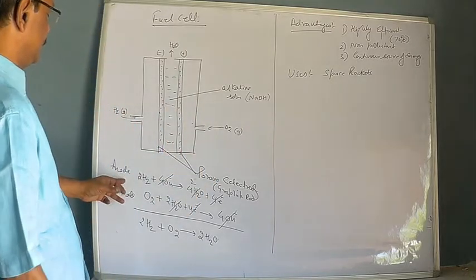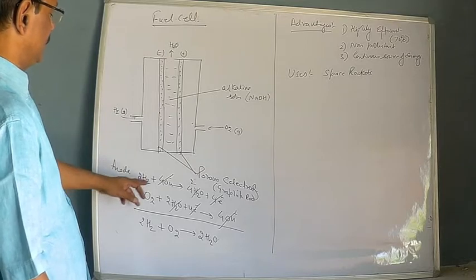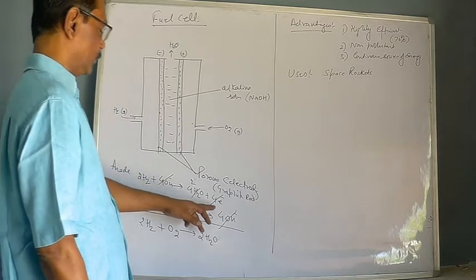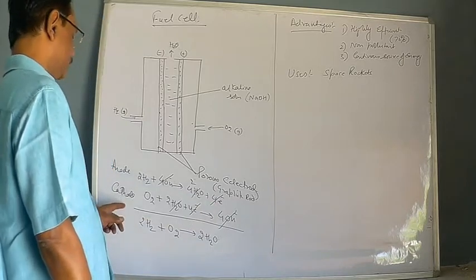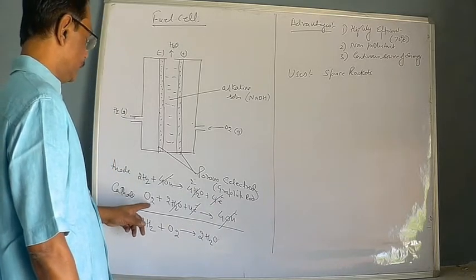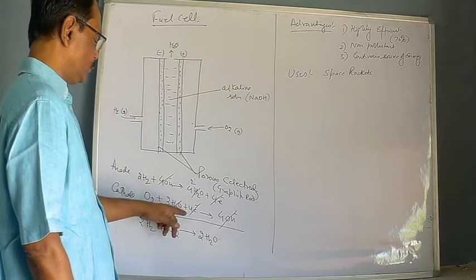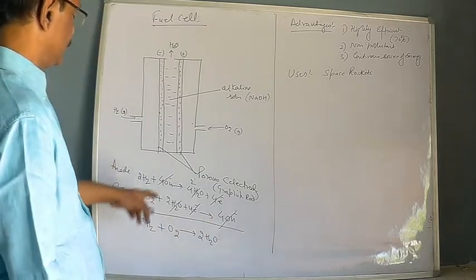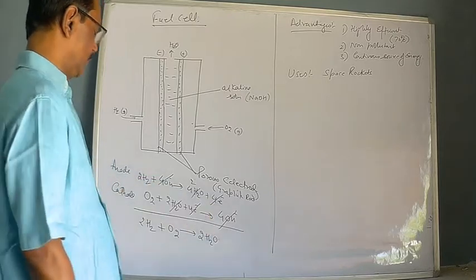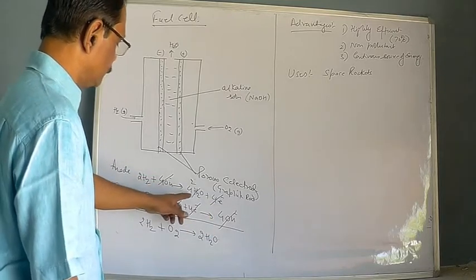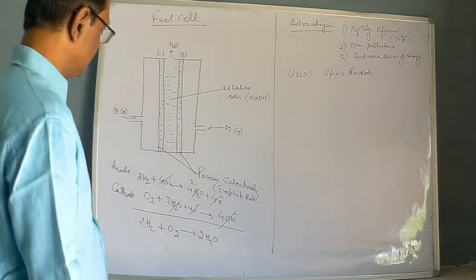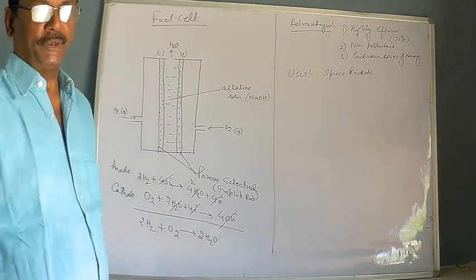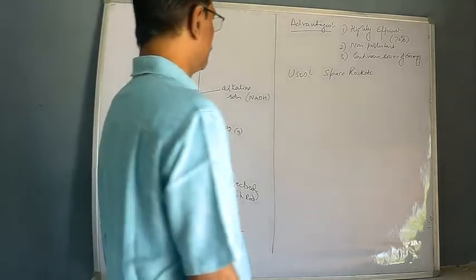The reaction taking place: at anode, hydrogen gas in presence of alkaline solution forms water, liberating 4 electrons. At cathode, oxygen gets reduced, O2 plus twice H2O, consuming 4 electrons, giving me 4 hydroxyl. If we add both the reactions, 4 hydroxyl goes with 4 hydroxyl and 2 water goes with 4 water, leaving 2 water. So the overall net cell reaction is twice H2 plus O2, giving me twice H2O.